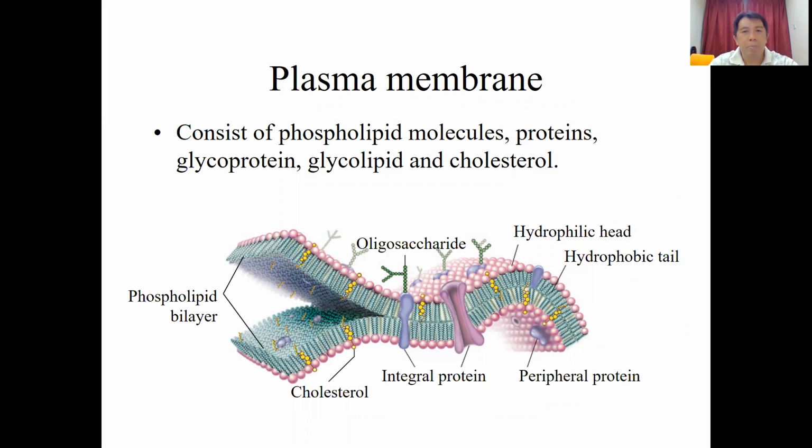Okay, plasma membranes. In this video, we just briefly describe what the plasma membrane is because we'll study it in detail in the next chapter. As you studied in SPM or O level, the plasma membrane consists of phospholipid molecules, proteins, glycoproteins, glycolipids, and cholesterol. This is roughly the structure of the plasma membrane. We call it the fluid mosaic model of a plasma membrane.